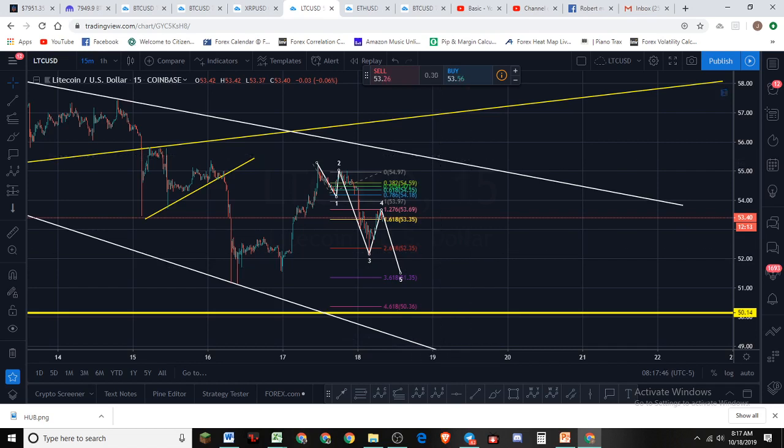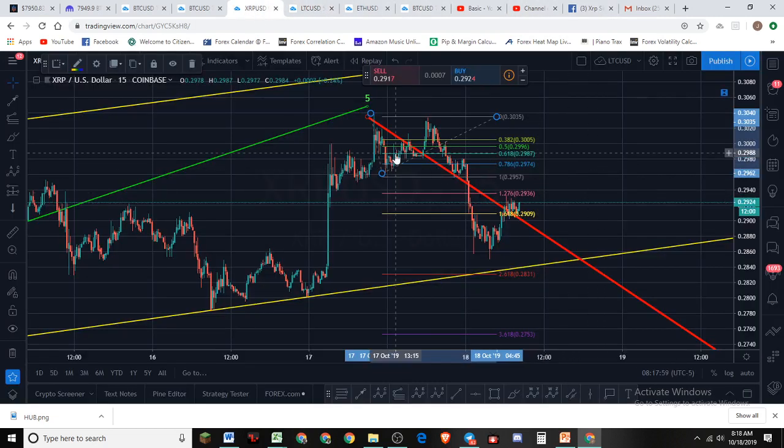Should see a 3-wave pullback and then more downside, potentially. I'll have to wait and see what we get there. I'd like to see a lower low here. That would be ideal for me, but let's wait and see. Let's check our XRP here.